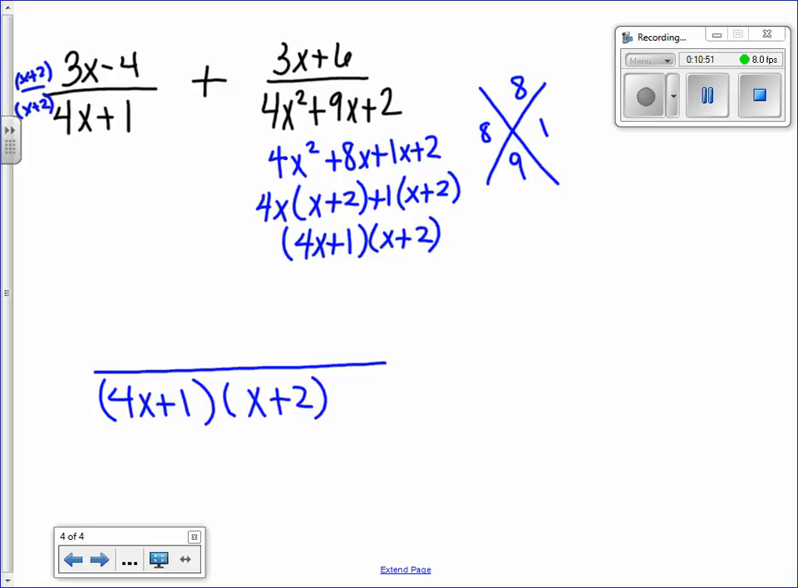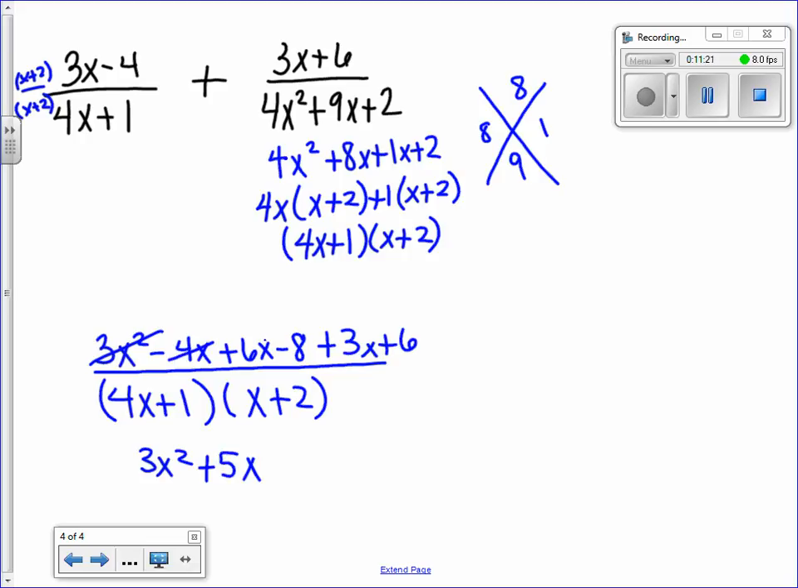Okay. This needs to be FOILed, so that's going to be 3x squared minus 4x plus 6x minus 8 plus 3x plus 6. Now, clean this up. Is there anything to add to this 3x squared? No. Okay. How about the x's? 5x. Okay. Minus 2.